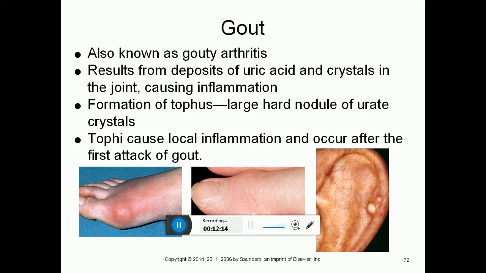Now for gout, also known as gouty arthritis, it results from deposition of uric acid crystals in the joint, usually in the bigger joints of the lower limb, for example, in the toes or in the knees. Very characteristic are these white deposits called tophi. These are crystals of uric acid that have deposited. You can see them, again, on the joints, on the ears, or around the elbows.